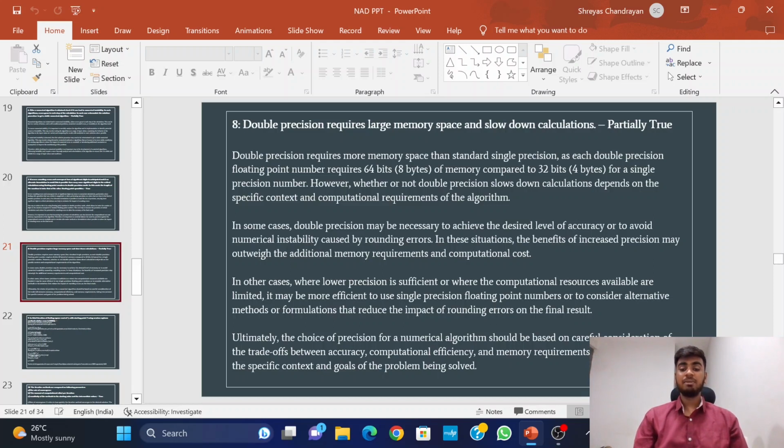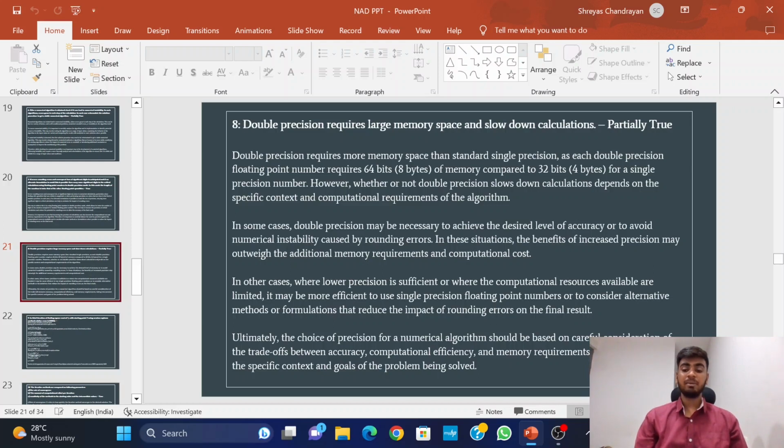Double precision requires large memory and slows down calculation. This is true, as double precision requires more memory space than standard single precision, as each double precision floating point number requires 64 bits of memory compared to 32 bits for a single precision number. However, whether or not double precision slows down the calculation depends on the specific context and computational requirements of the algorithm. In some cases, double precision may be necessary to achieve the desired level of accuracy or to avoid numerical instability caused by rounding errors.